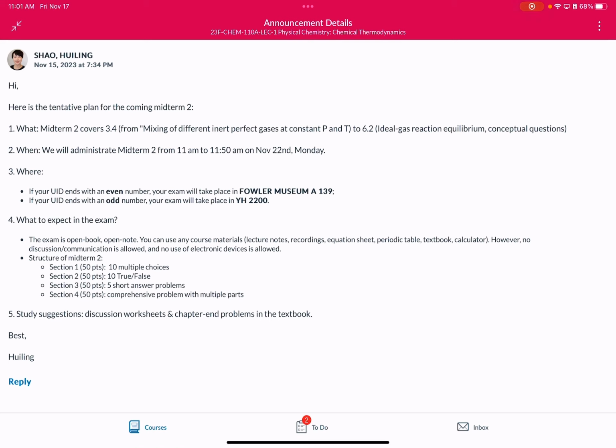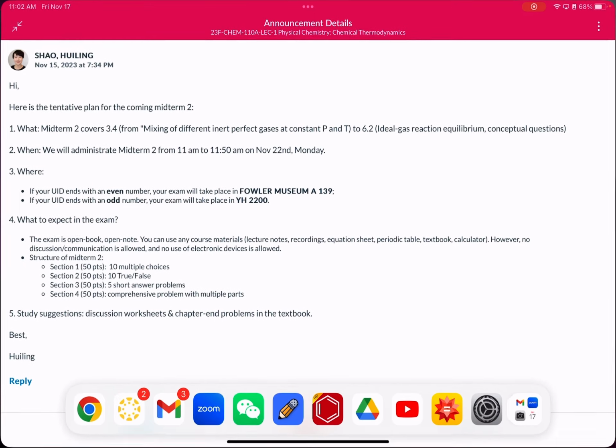Your midterm exam covers from 3.4, when we talk about mixing of different inert ideal gases, all the way until the beginning of 6.2, which is about ideal gas and equilibrium and so on. All right, any questions on the administrative end for the midterm? Nope, we're really clear? Okay, sounds good.